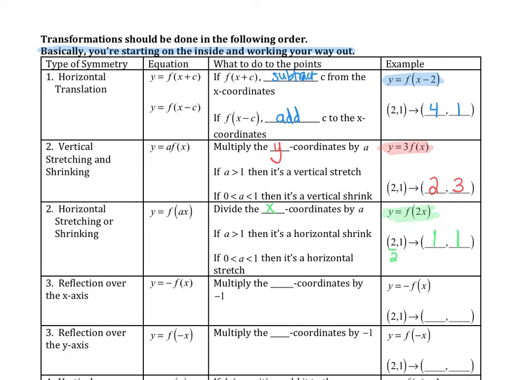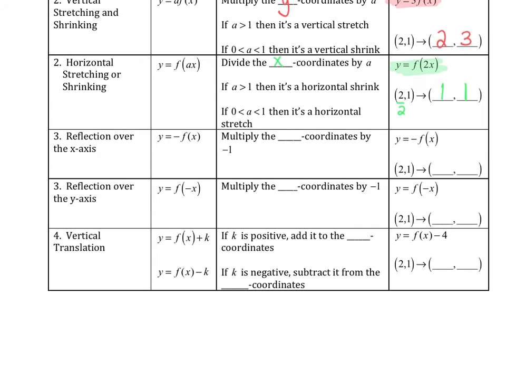Then you have reflections. The reflections are what you want to do next. If you see a negative sign on the outside, that's a reflection over the x-axis, and that means you are going to multiply the y coordinates by negative 1. So when I do that, my 2, 1 becomes 2, negative 1. Okay? And then a reflection over the y-axis is what you're going to do next. If you see a negative sign on the inside of the parentheses, then that is telling you to multiply the x coordinates by negative 1. So if my coordinate is 2, 1, then it's going to become negative 2, 1.